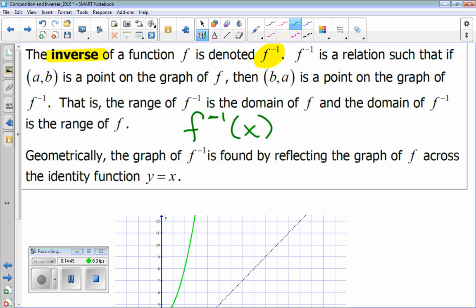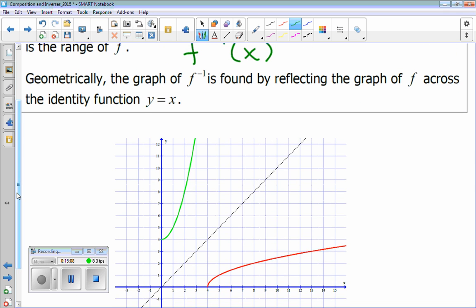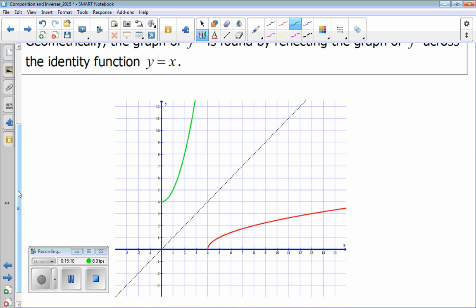That's all it means. Now, if two things are inverses of each other, then one point would be (x, y), and the other point would be (y, x). They're inverses of each other because their coordinates switch. Another way to look at it is from a geometric point of view, and I'll try to turn the lights out so you can see this a little bit better.